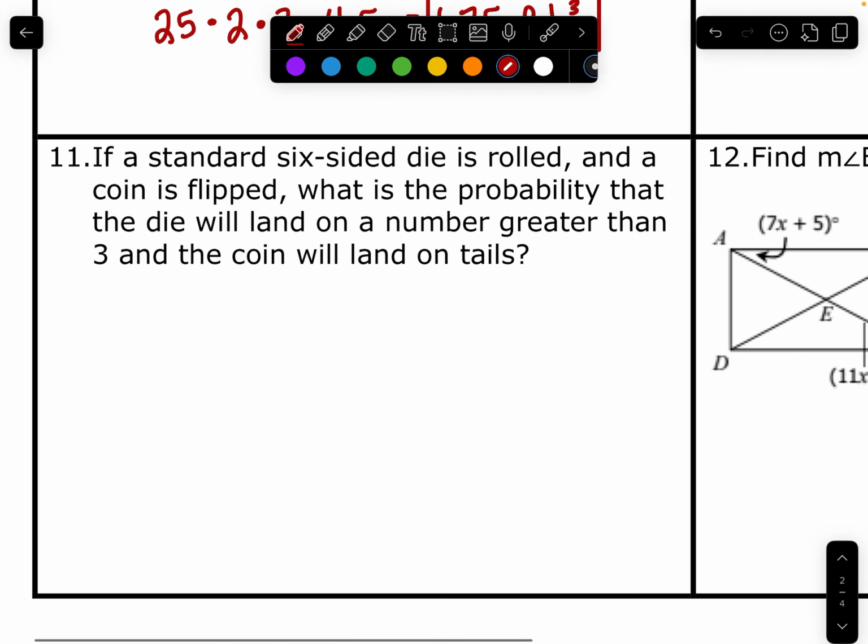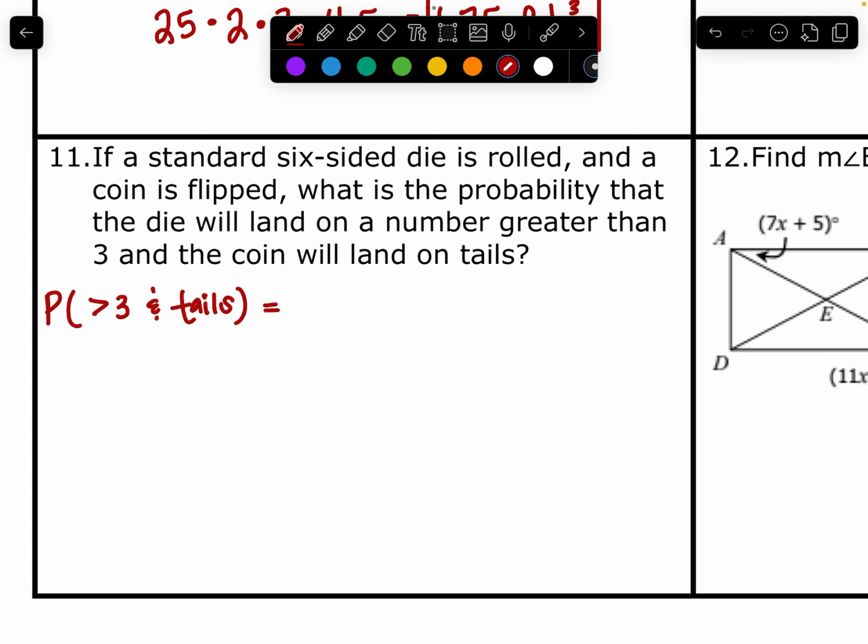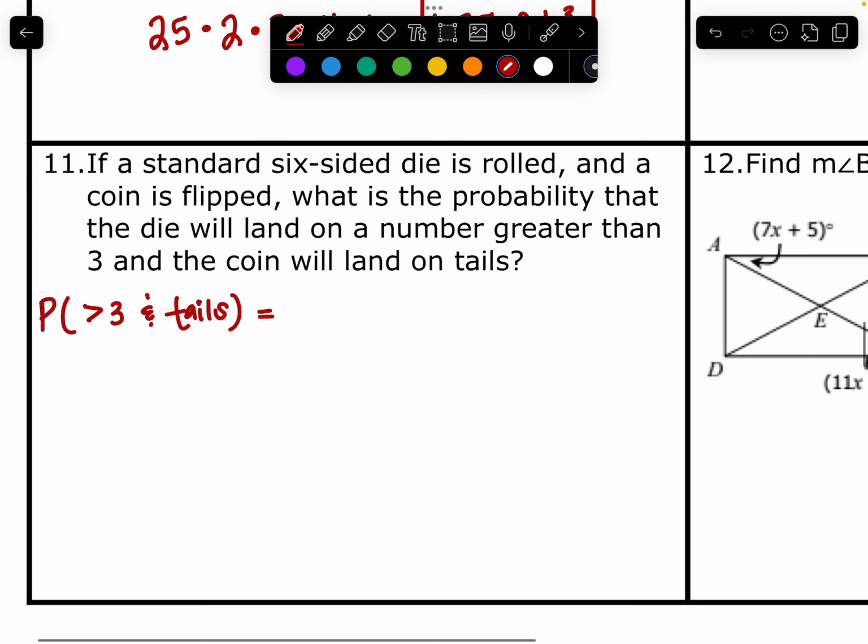All right, number 11. A standard six-sided die is rolled and a coin is flipped. I smell probability. Yes. What is the probability that the die will land on a number greater than 3 and the coin will land on tails? All right, so the probability of landing on a number greater than 3.